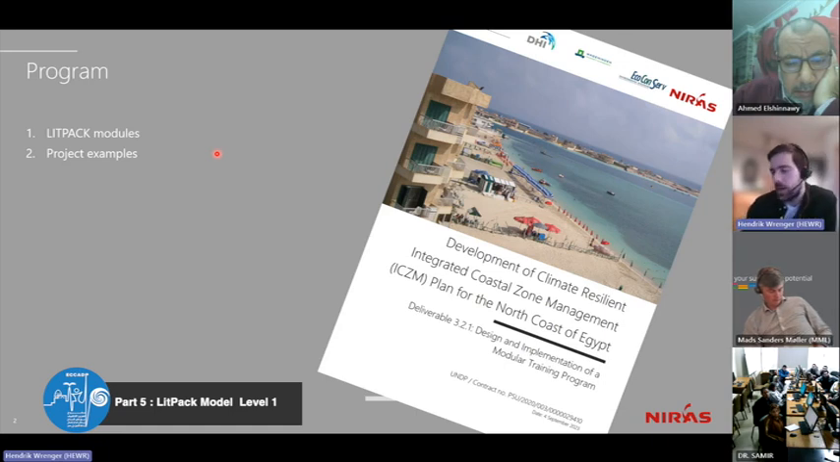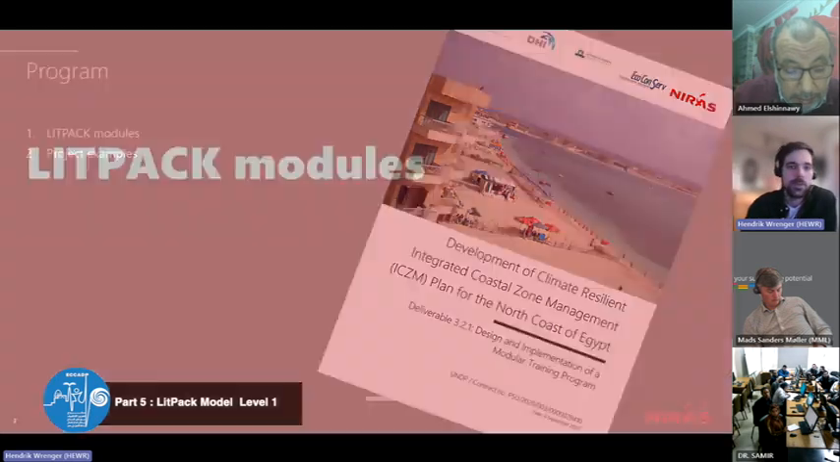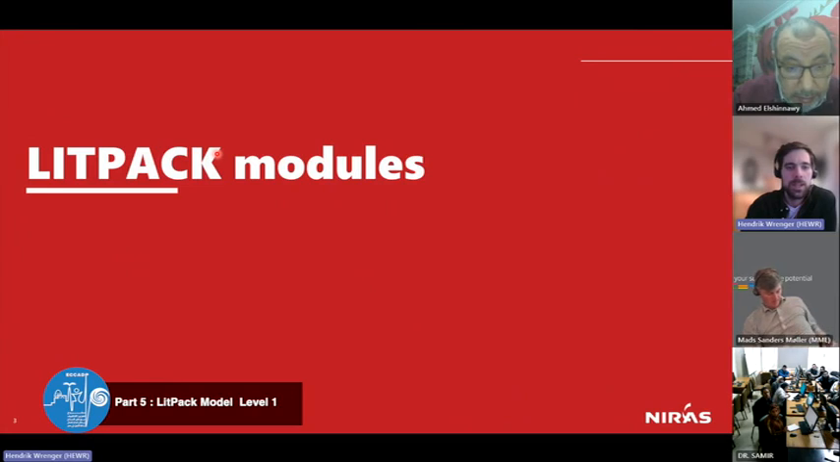And then in the second part of my presentation, we'll be looking at 3 projects, all in Denmark, that we delivered in the recent past with different components of the LitPack modeling suite. So that's the agenda. So the first part, the LitPack modules.